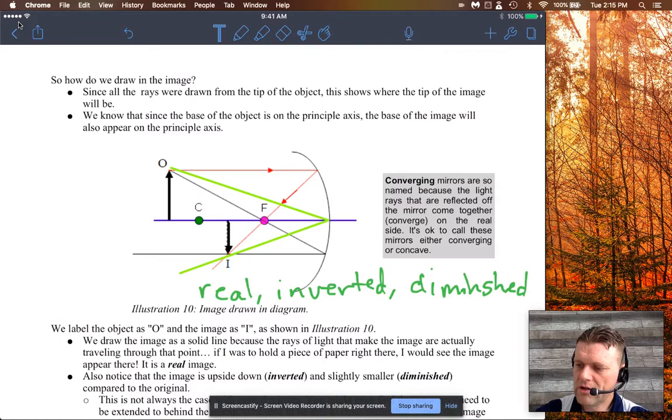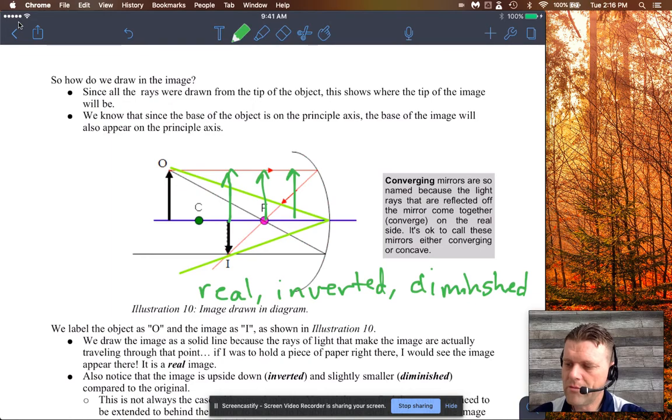The object is outside of the center. If it was right on the center, it'll look different. And if it's right on the focal length, it'll look different. And if it's inside the focal length, it'll look different. So if you watch that video by Mr. Anderson, you'll see how that changes. But I think some of that gets addressed down here.